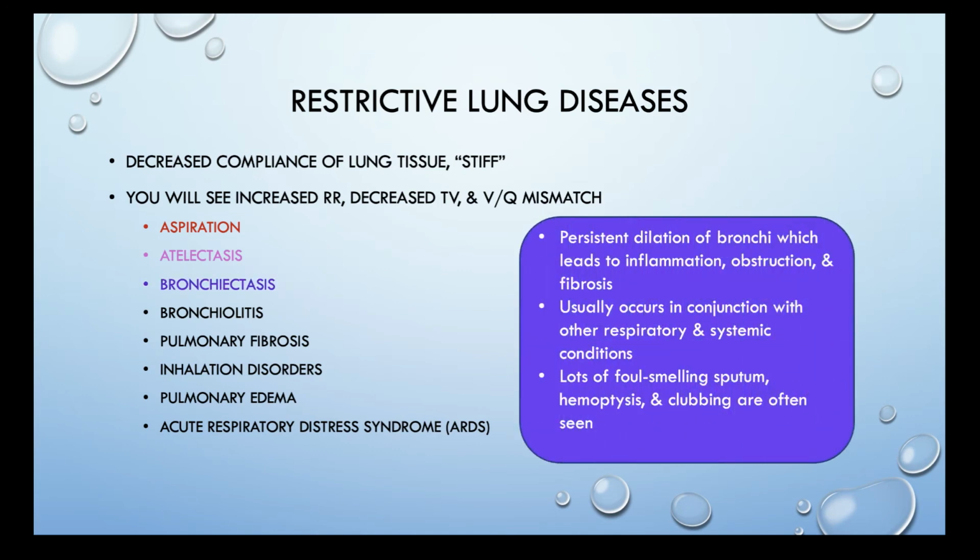Bronchiectasis is a persistent dilation of the bronchi. So we end up with that persistent dilation. It leads to inflammation, obstruction, and then it becomes fibrotic and stiff. This usually occurs in conjunction with other types of respiratory and systemic issues, like autoimmune issues. It does often produce, not always, foul-smelling sputum and hemoptysis, and clubbing's often seen with these chronic conditions.